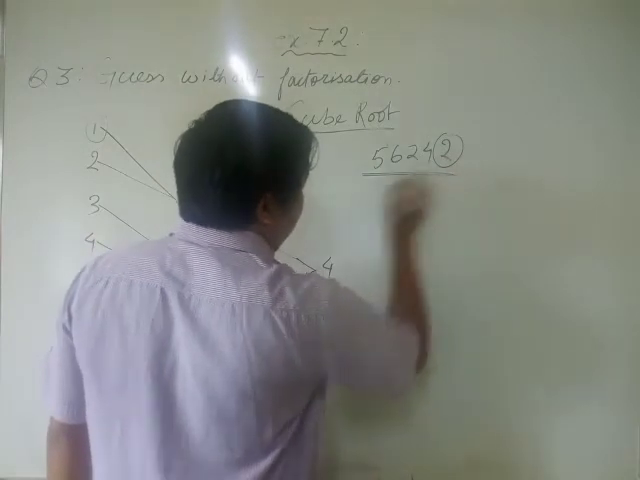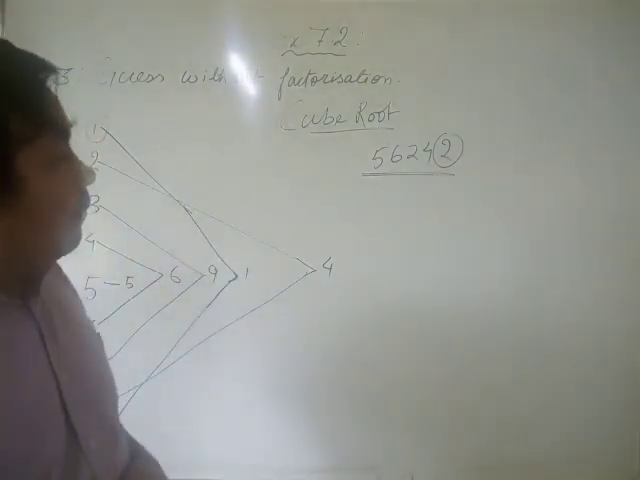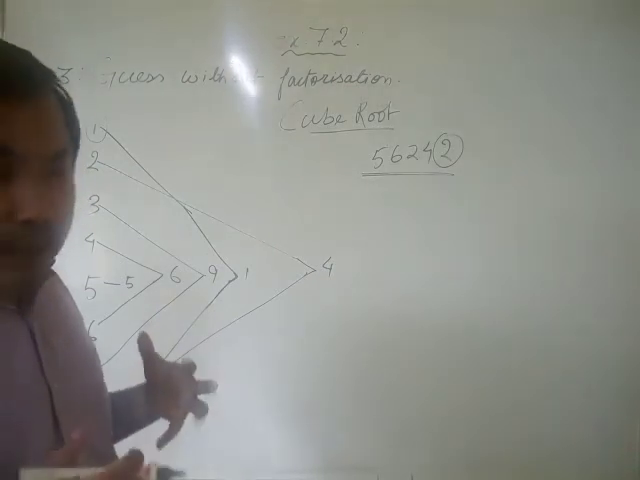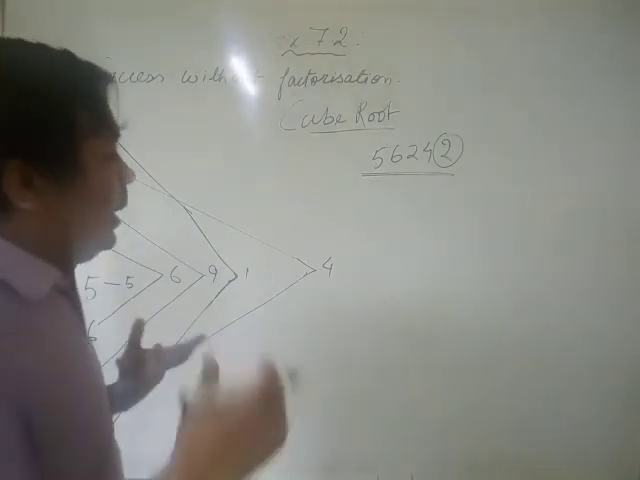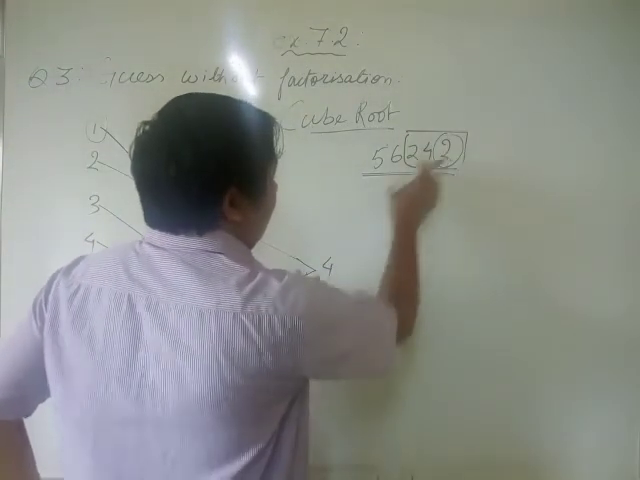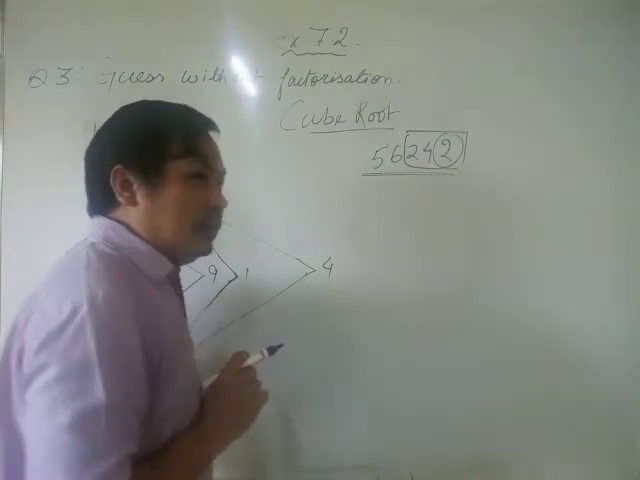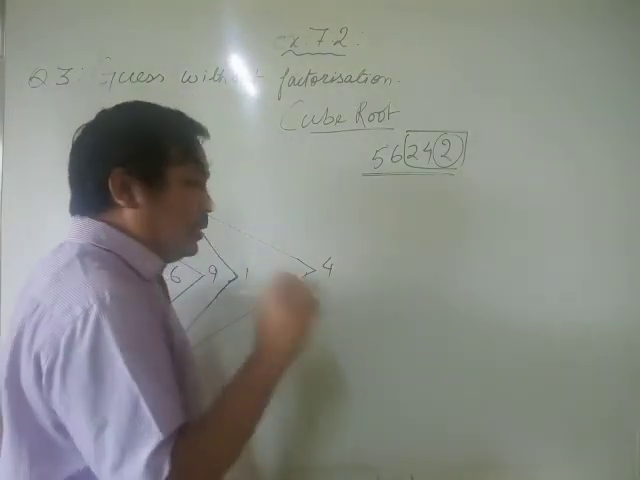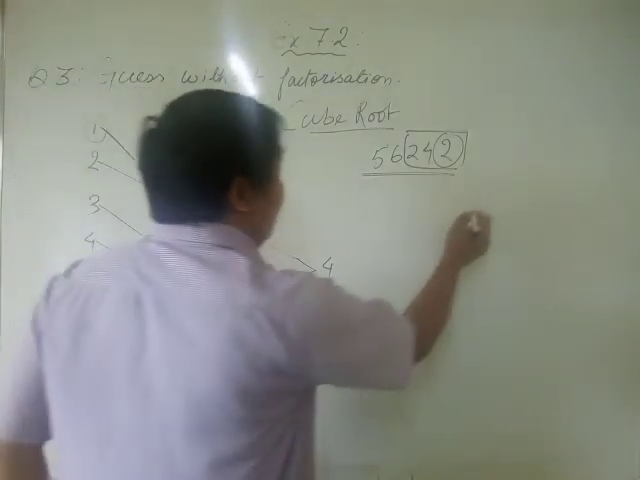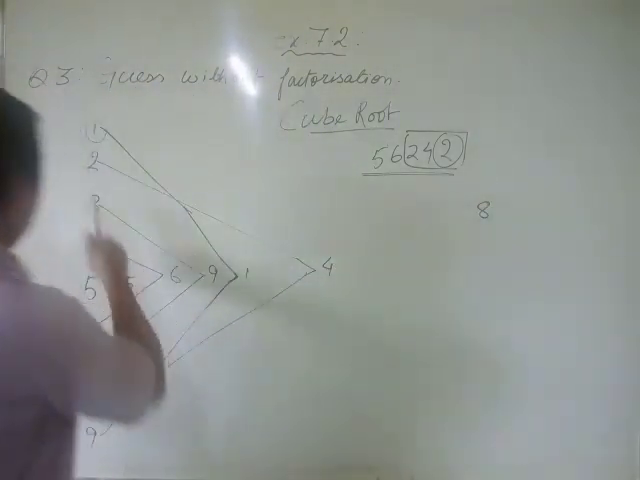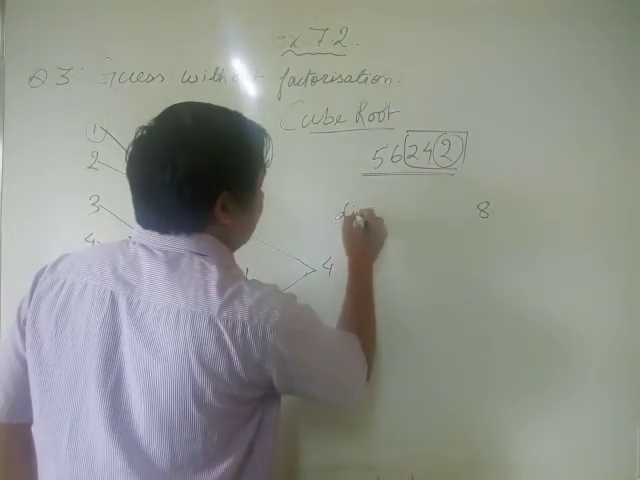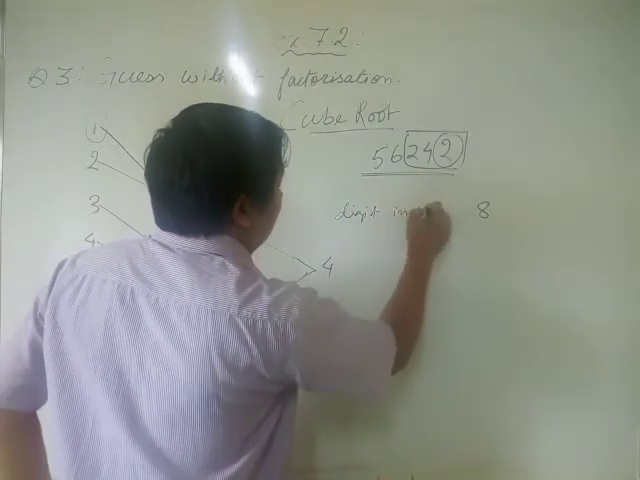So let us take one example. 5, 6, 2, 4, 8. Let us assume that this is a cube number. If you find, after striking 3 of this, that the digit in the one place is 2, then the digit in the one place of the cube root will be 8. 2 and 8, like this. Means digit in unit place.